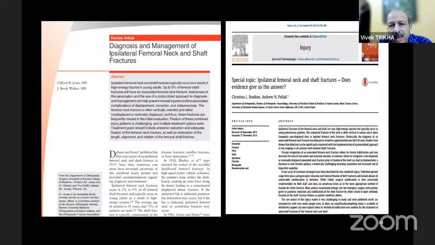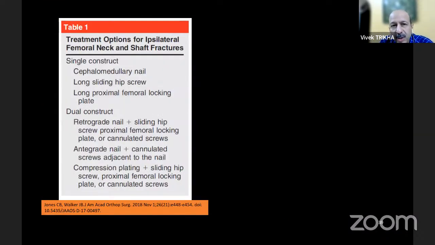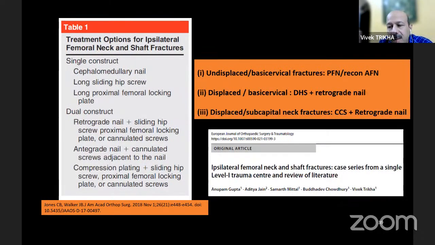And these are the various papers in the world which have also shown similar results with the usage of whichever implant we can. You can use a single construct or you can use a dual construct. And as I said, this is what we practice: if it is an undisplaced basicervical fracture or intertroch, we use a single implant. If it is displaced basicervical, we use DHS. If it is displaced neck femur, subcapital, we use CC screws with a retrograde nail most of the time, but things can vary.